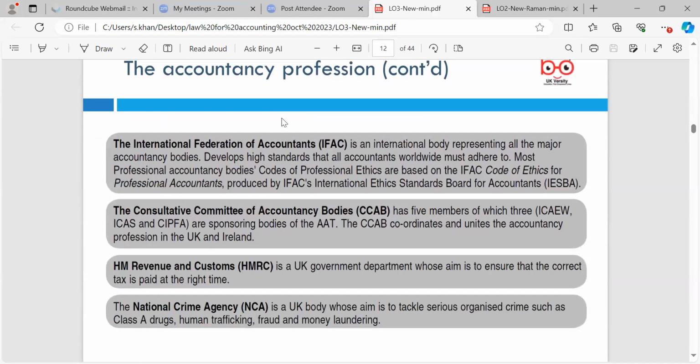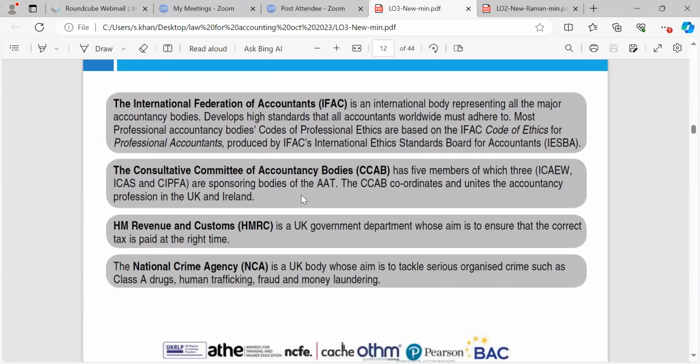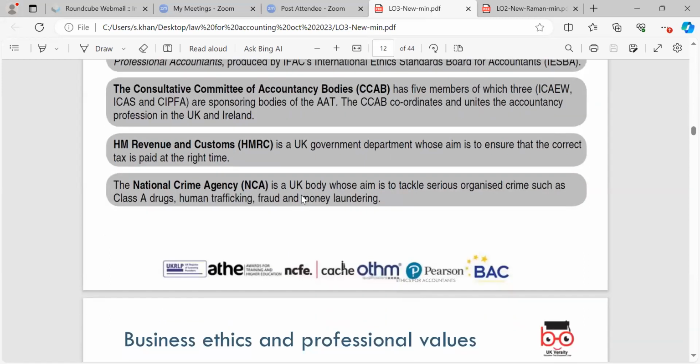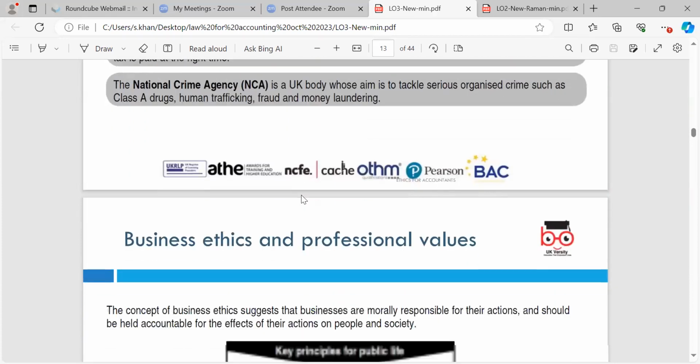In the accountancy profession, you have the International Federation of Accountants, IFAC, the international body representing all the major accountancy bodies. The Consultative Committee of Accountancy Bodies, CCAB, has 5 members, three of which are ICAEW and ICAS, and ICPFA are sponsored bodies of AAT. Then HM Revenue and Customs, a UK department which aims to ensure that the correct tax is paid at the right time. And the National Crime Agency, NCA, a UK body which tackles serious organised crimes such as Class A drugs, human trafficking, fraud, and money laundering.